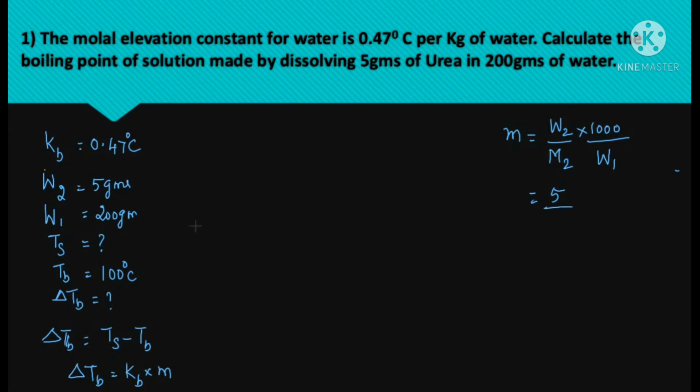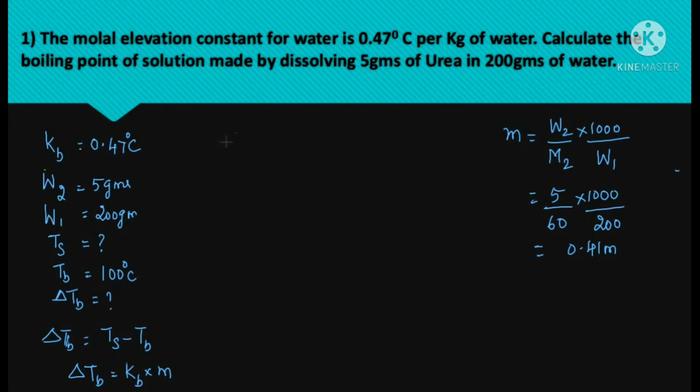Weight of the solute is 5 grams, and the molecular mass, it's given, is it not? What is the substance given? Urea. So molecular mass is 60. So 60 into 1000 divided by, what is W1? It is 200. So the molality is 0.41 m.